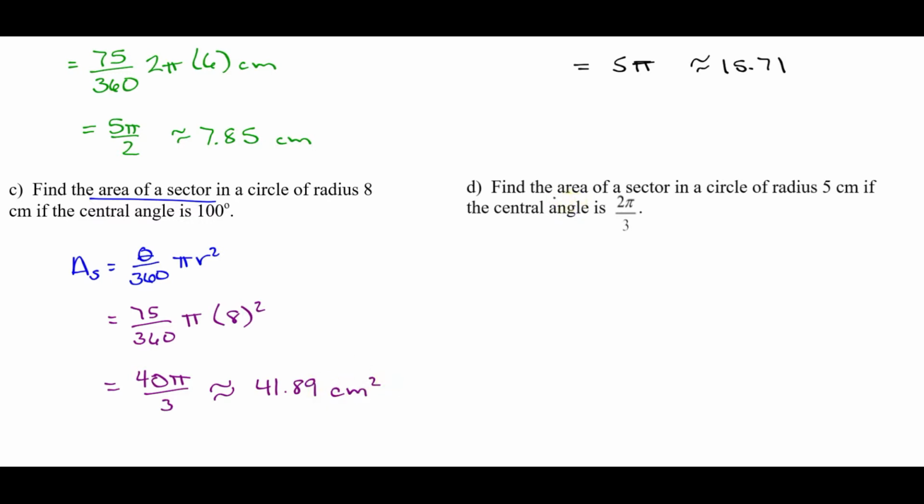Again, in D, we have find the area of a sector, so I know I'm using that formula, and my central angle is 2 pi over 3, so that's a radian value. So area of a sector is 1/2 theta r squared.